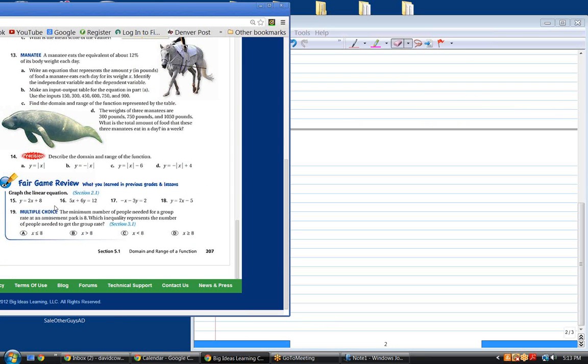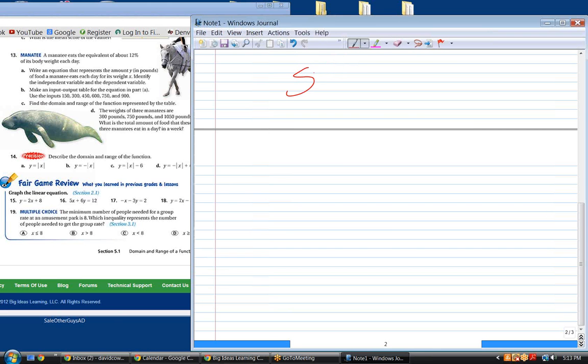See what else they've got here in the fair game review. Graph the linear equation. You know how to do that, don't you? 15. Start at 8, make a slope of 2, and connect the points. How would you graph 16? So to graph 16, it would be 5x plus 6y equals 12.